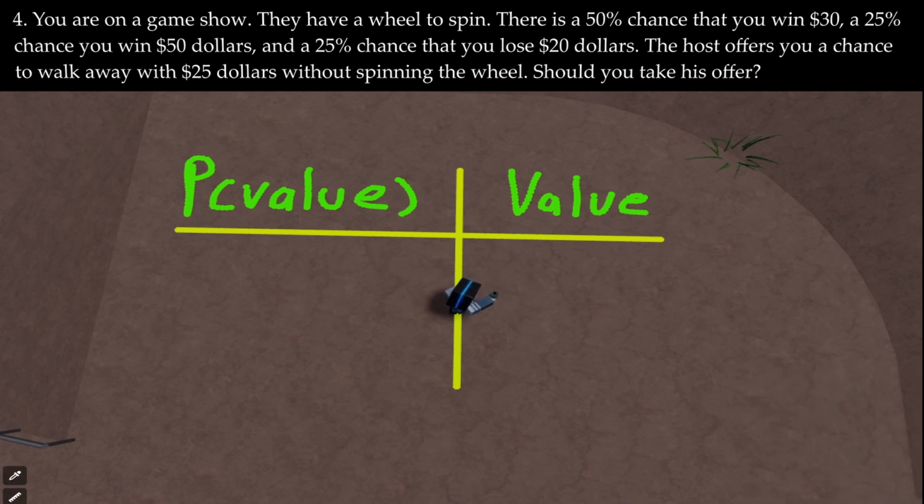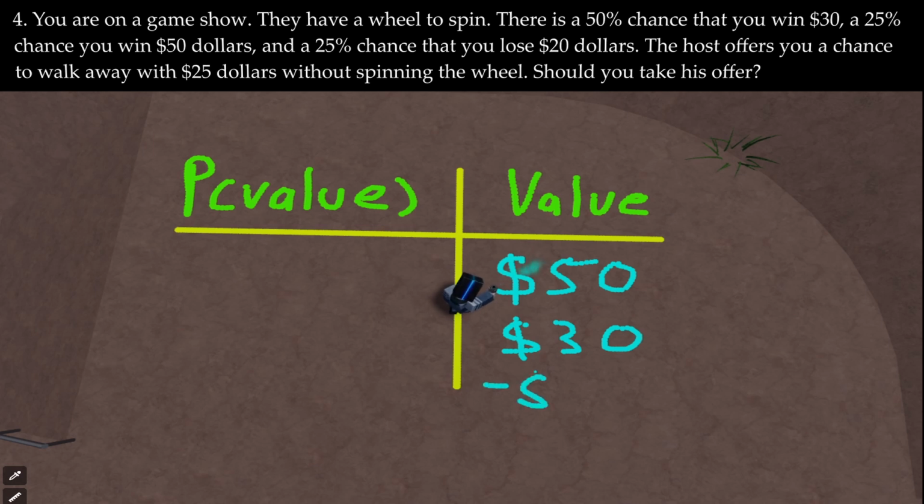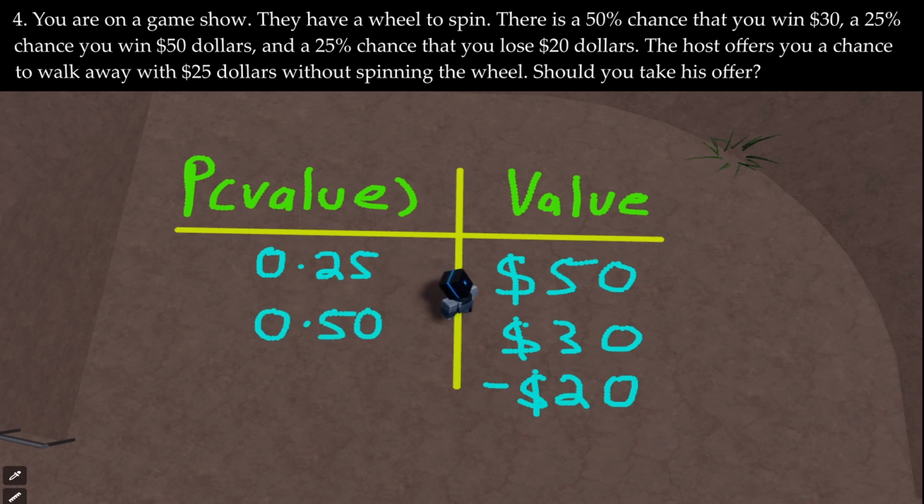So first, we could win $50 from this wheel. We could also win $30 from this wheel. But we could also lose $20 from this wheel, so that's minus 20. And then just fill in the probabilities. For winning $50, there's only a 25% chance of that. So write that as 0.25, because you can't use percents for an expected value calculation. For $30, there's a 50% chance, or that's just 0.5. And then for losing $20, there's a 25% chance, so 0.25 once again.